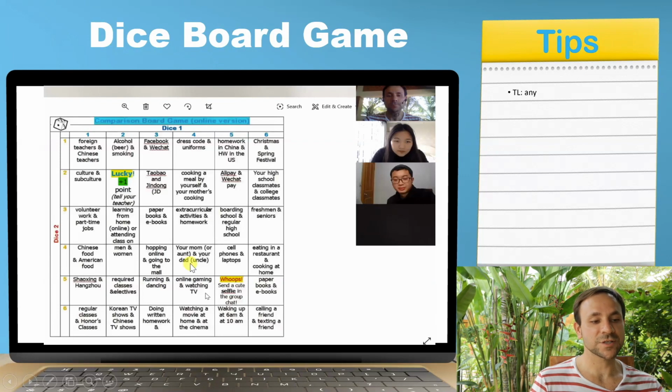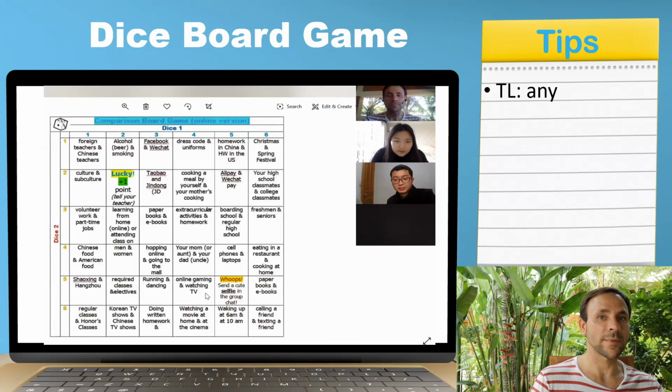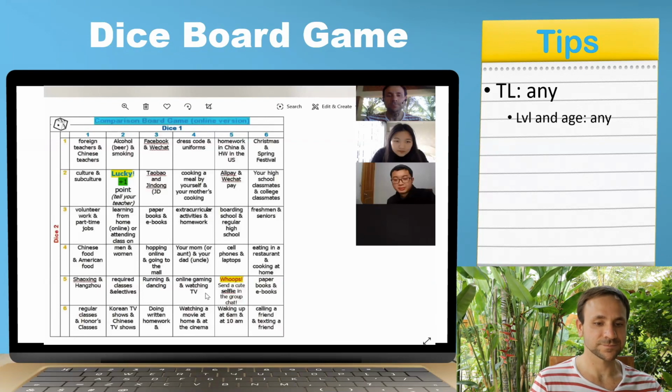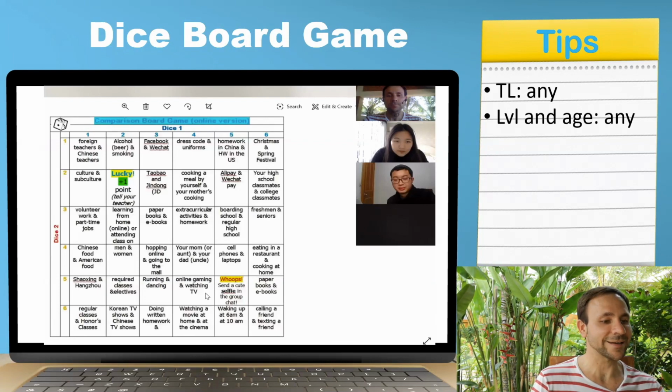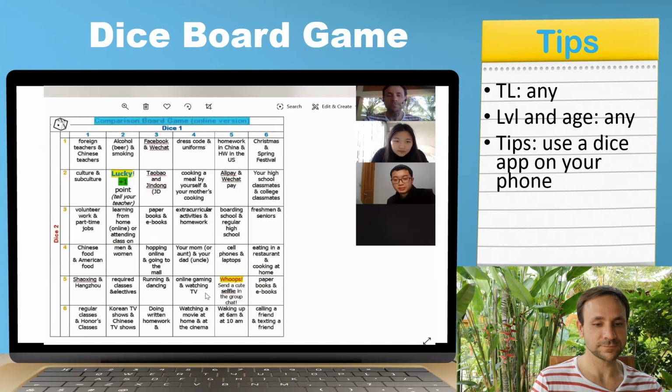Since our target language here was comparisons, they would need to talk about their mom and dad for about 30 seconds. You could put any language here in the boxes. And this game is suitable for college students, who you can see on the picture, or kindergarteners.